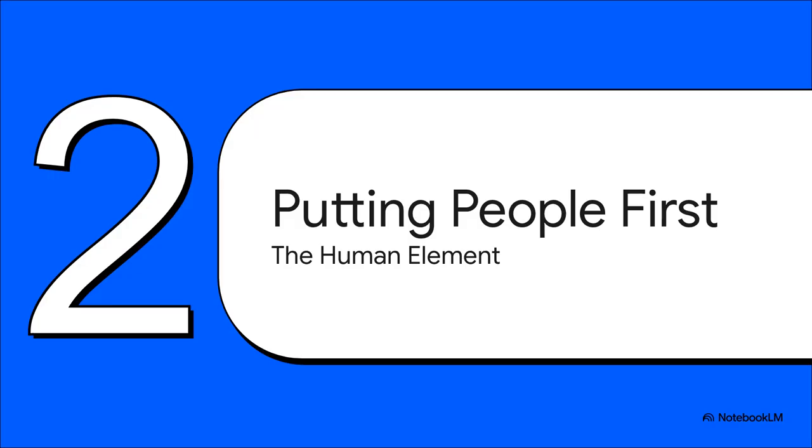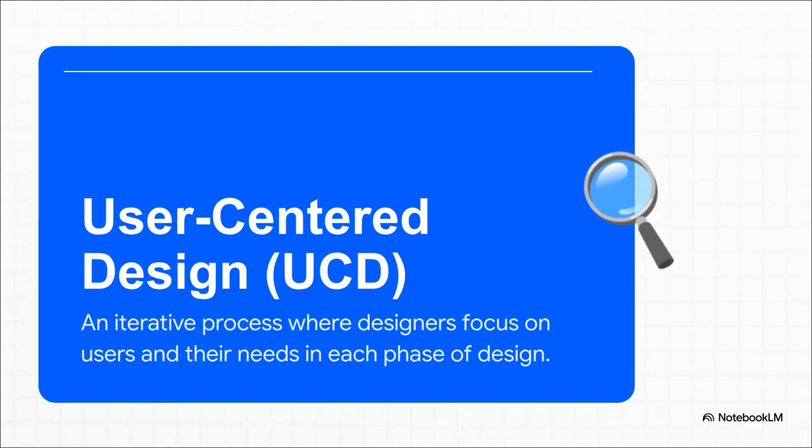Okay, so once a team has picked a process, the idea has to face its next big filter: people. I mean, think about it. A product is totally useless if people can't use it, or even worse, don't want to use it. This is the part where everything starts to center on that human element. And that brings us right to something called user-centered design, or UCD for short.